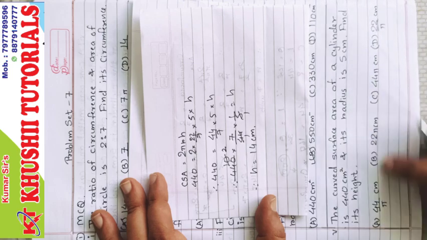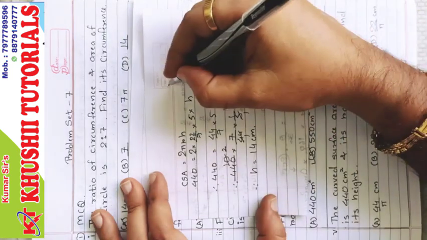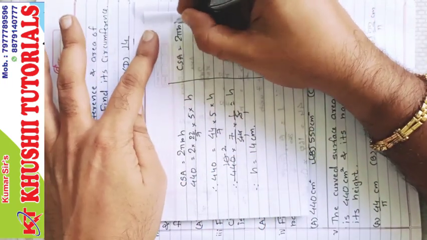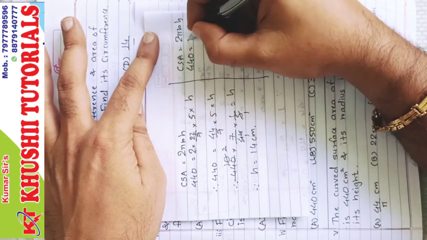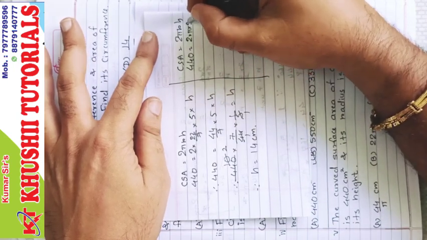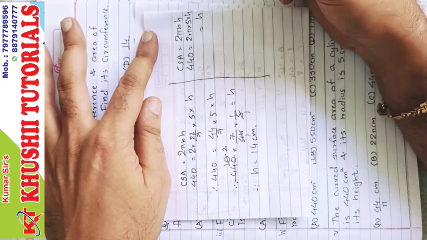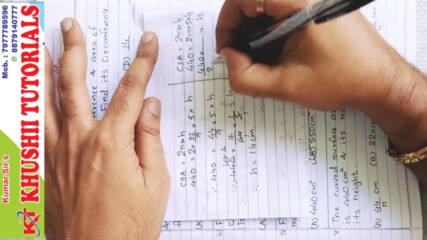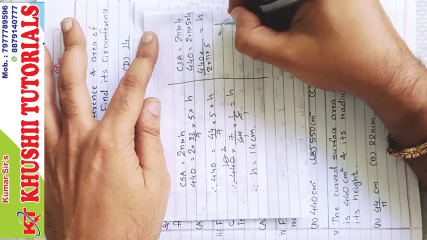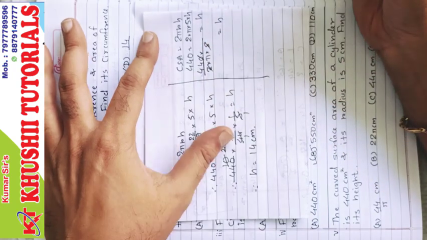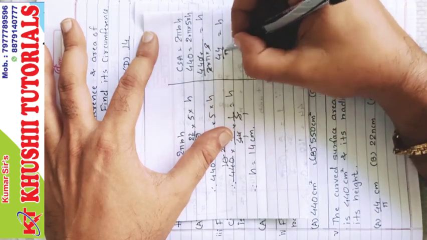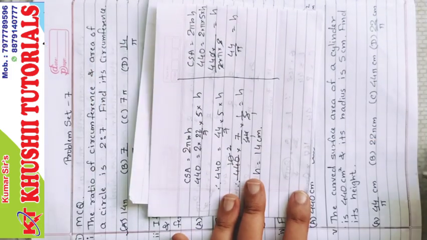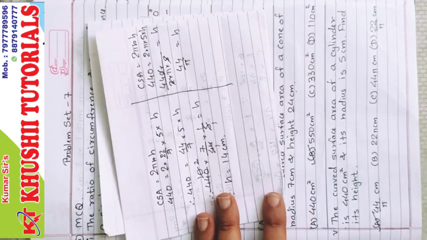Now here we have answers in pi, so we should not substitute the value of pi. So again we will do CSA equal to 2 pi R h. CSA is 440, 2 into pi into R which is 5, into h. We will isolate h. So 440 into 1 upon 2, upon pi, upon 5, equals h. 5 twos are 10 and the 0 will get cancelled. So 44 by pi will be the height. So what is the height? 44 by pi, and option A is 44 by pi. So A is the correct answer.